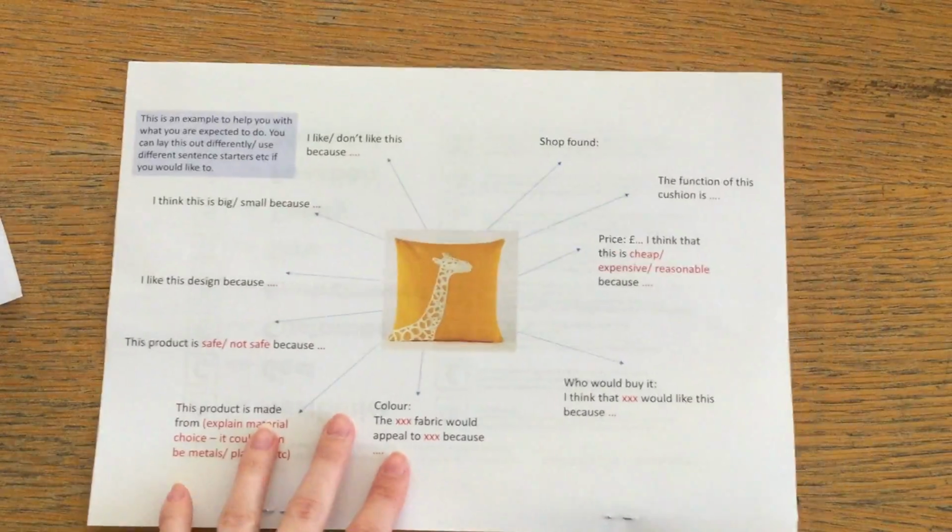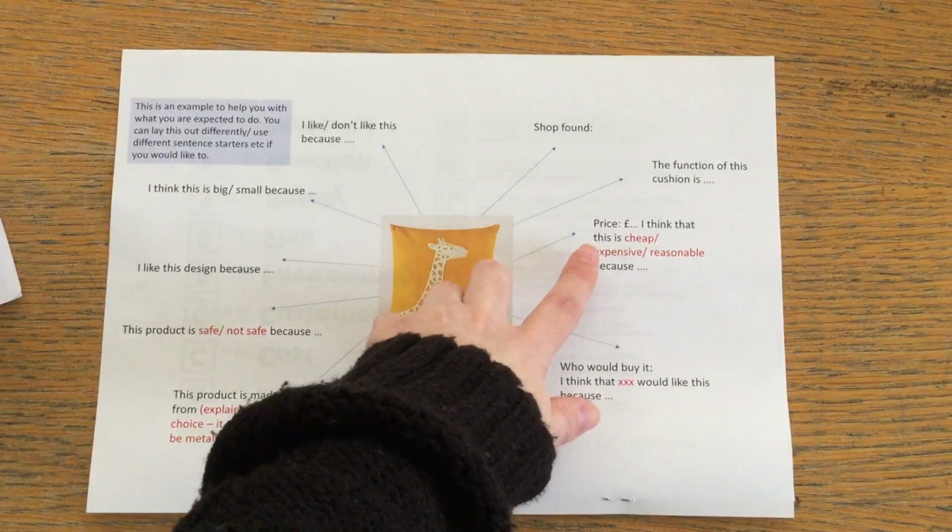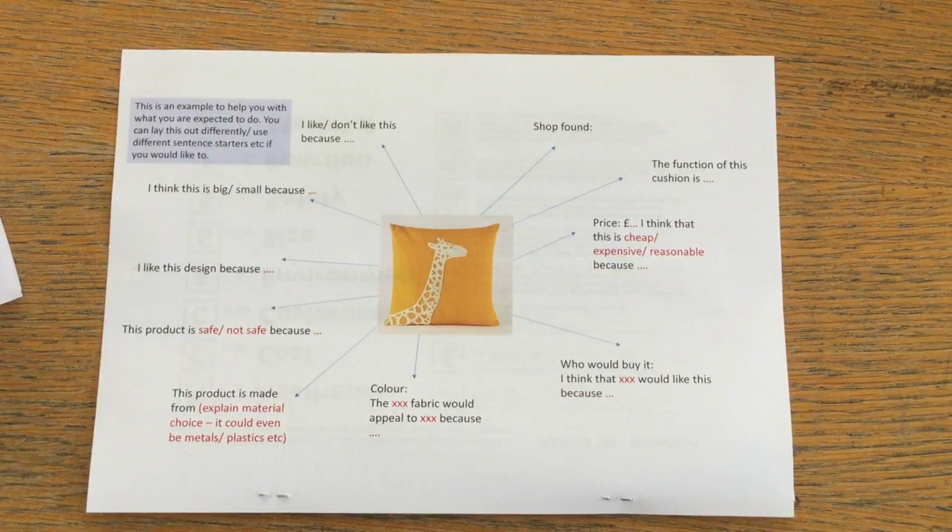So we've got things like price. Instead of just filling in the price, you need to try and explain it more. So the price is £6 and then give some information. So do you think that's a cheap cushion? Is that expensive? Is it reasonable? And explain why you think it's that price. The same with who would buy it, who's the customer. I think that this product would appeal to children, and finish the sentence. So explain why you think that.